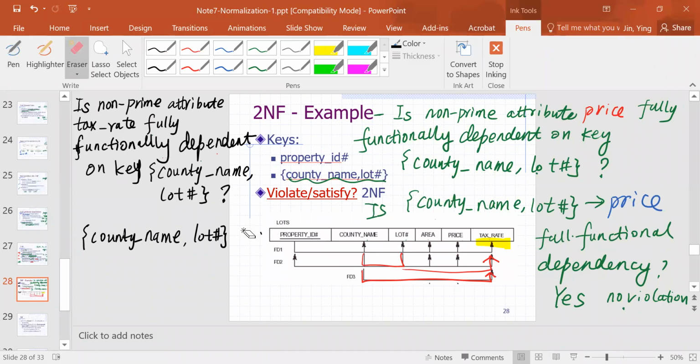I run out of space. Maybe I'll just use red color so you'll be able to see. Okay. And another one is county name to tax rate.